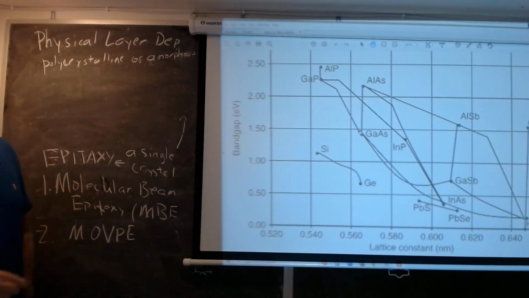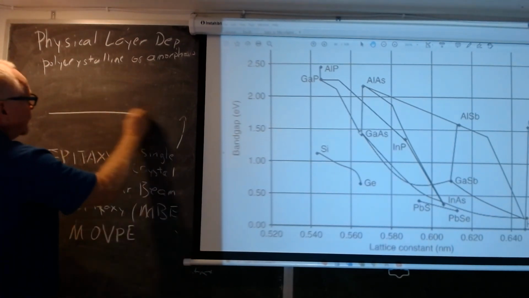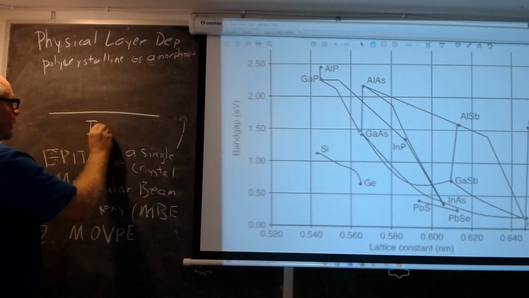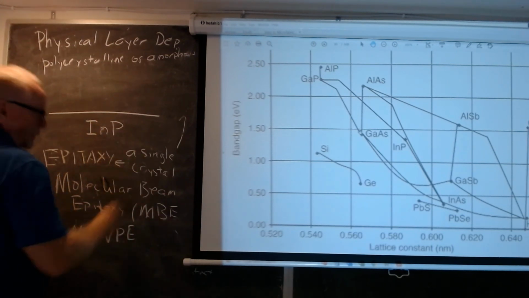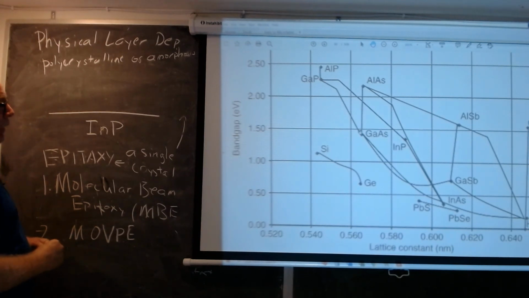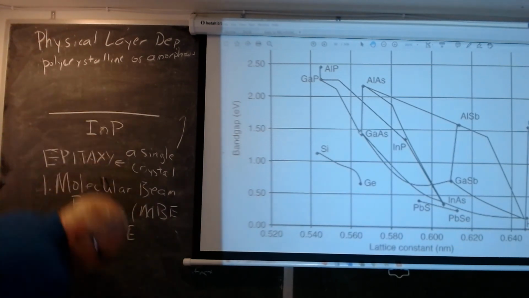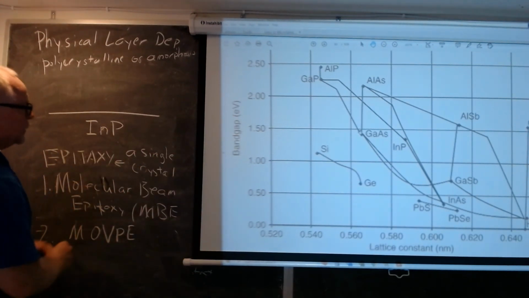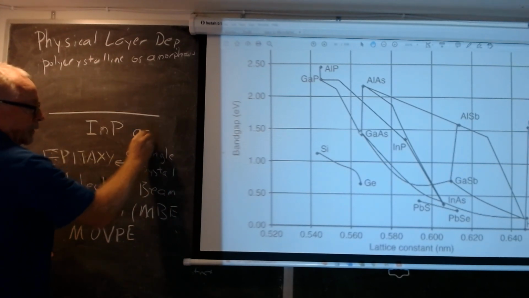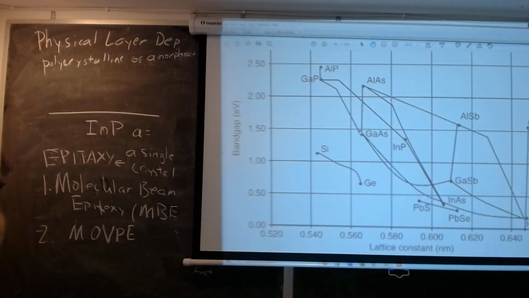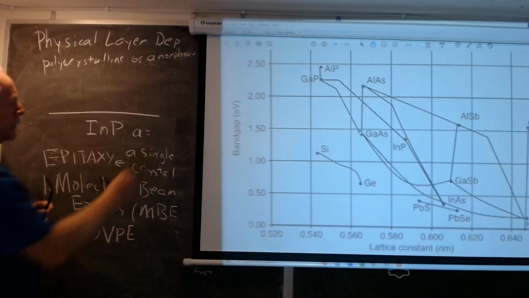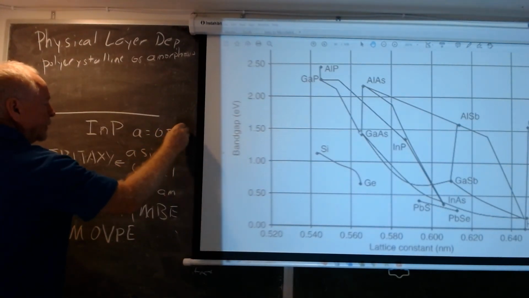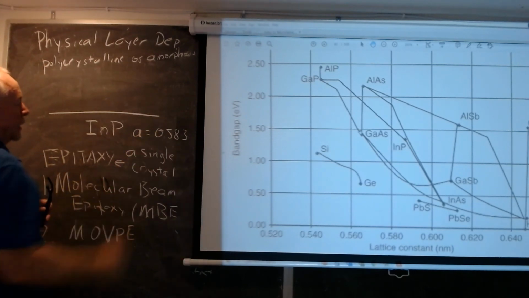And the point is that, okay, if I'm depositing on, for example, indium phosphide, all right, and I'm going to do this in a sequence here. So its lattice constant A is equal to, and you can kind of read it off the chart there, about 0.582 or so, 0.583 angstroms.